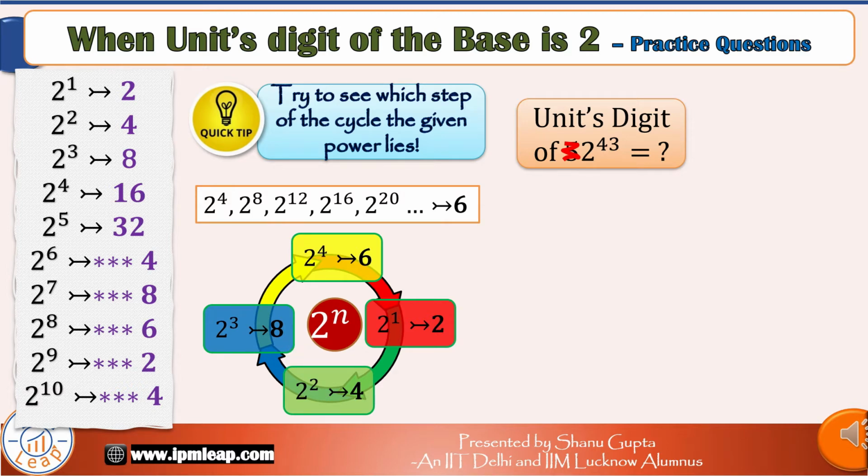So what exactly do we need to do? We must extract the maximum multiple of 4 from the given power, which means we must divide the power given in the question by 4 and find out the remainder.